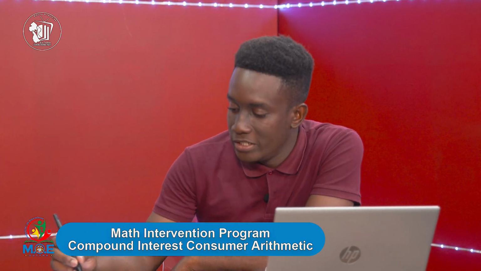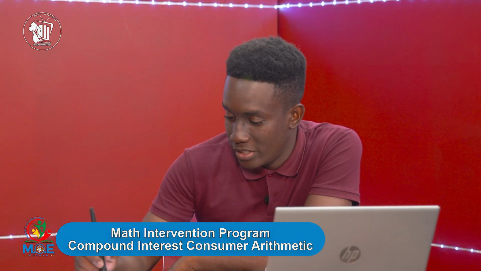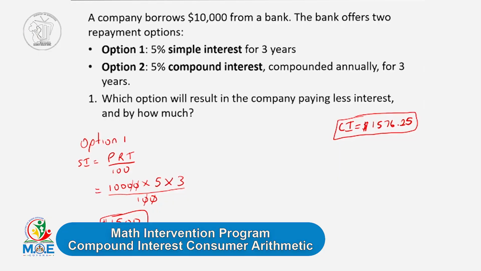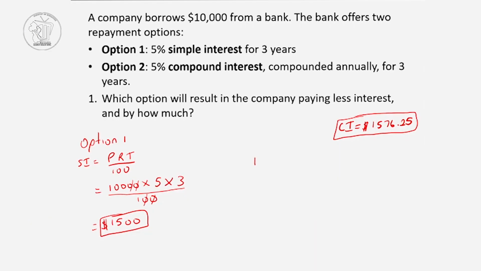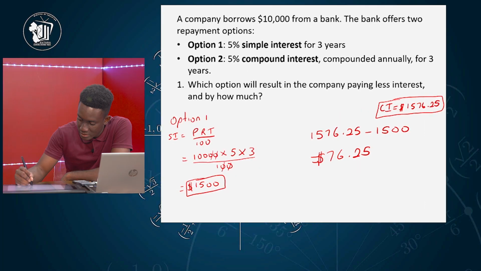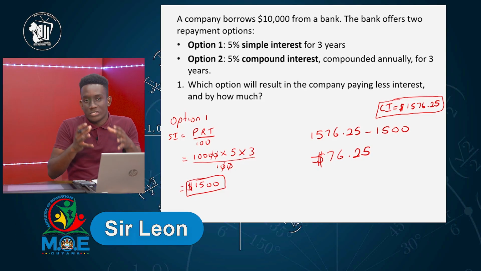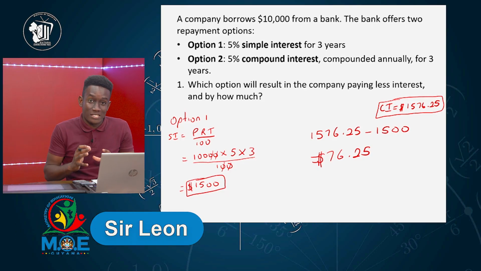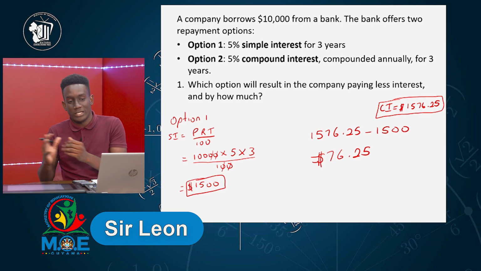So to find the amount of money less that we will pay if we borrow on simple interest, we just subtract 1,576.25 subtract 1,500, and that would give me $76.25. So we can say if the company borrows on simple interest, they would pay $76.25 less than if they borrowed on compound interest.